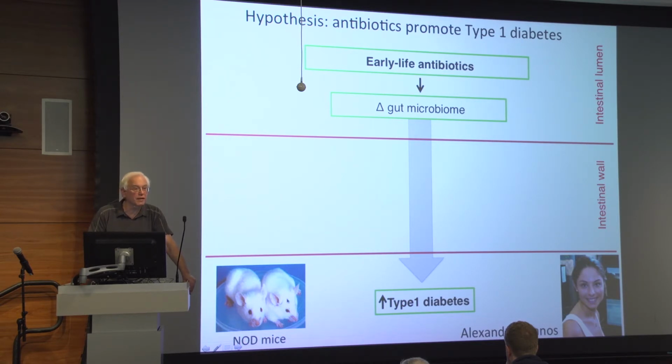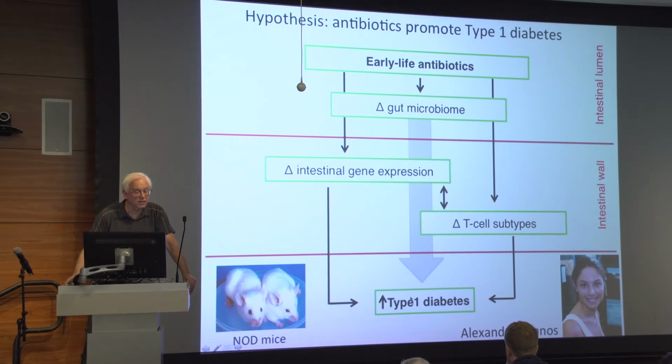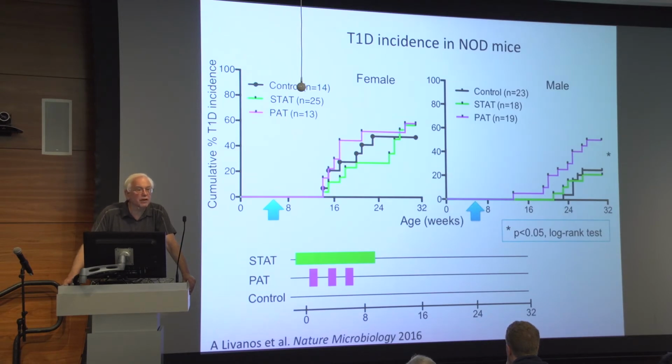These are mice that spontaneously get an autoimmune form of insulitis. Her hypothesis is that early life antibiotics would change the gut microbiome, they'd change intestinal gene expression, they would change T cell subtypes, and this would lead to increased type 1 diabetes. Ali has now graduated. She's shown every point of this, and I want to illustrate a couple of the key points. So first, we're going to look at type 1 incidence in the NOD mice. Female mice and male mice, in NODs, they differ in their rates of diabetes. Females get more. The black line is the control group.